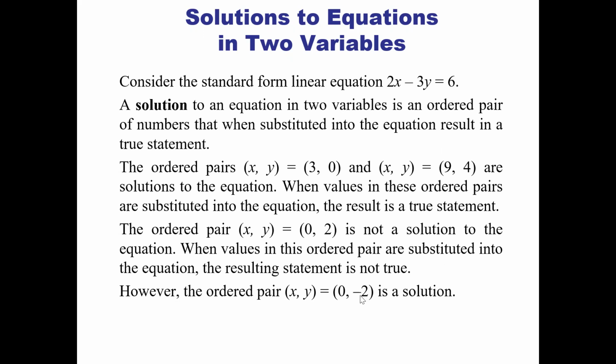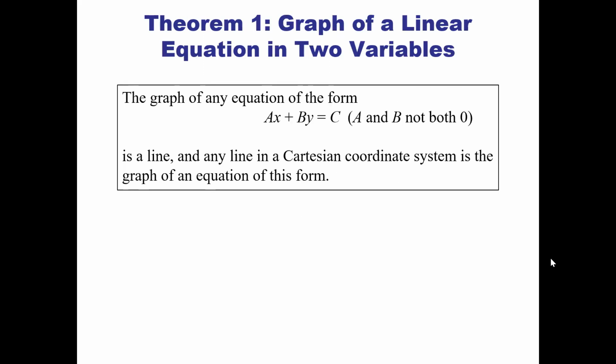But if we plug in a negative 2 instead of a positive 2, that's going to be a negative 3 times a negative 2, which is positive 6. And that's still 0, so 6 equals 6, and so that's going to be a solution. So that's kind of how we're going to look at solutions to equations in two variables.